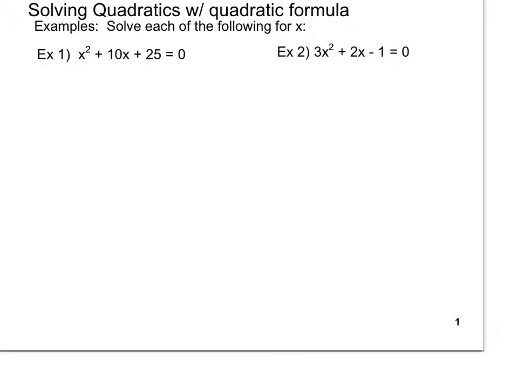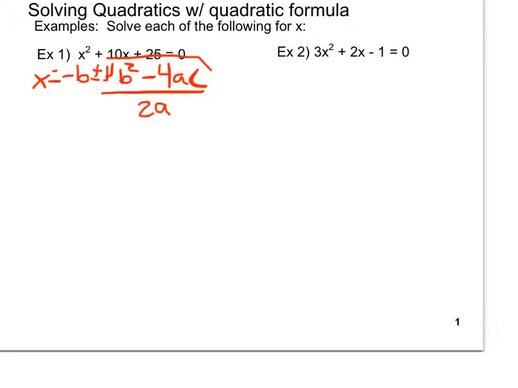So typically I would factor this, but just to show I can use the quadratic formula to solve it, I'm going to take my quadratic formula, which I know is x equals negative b plus or minus the square root of b squared minus 4ac all over 2a.